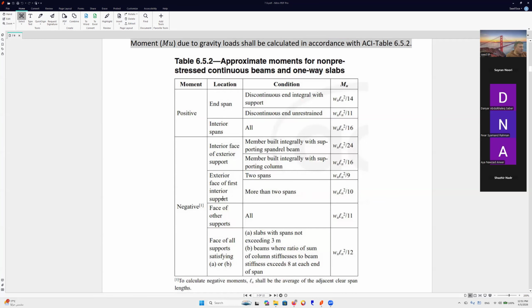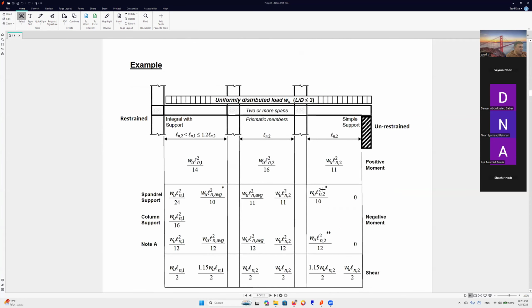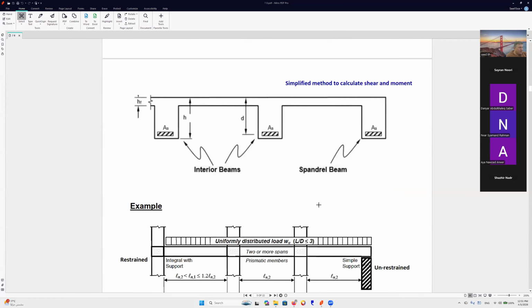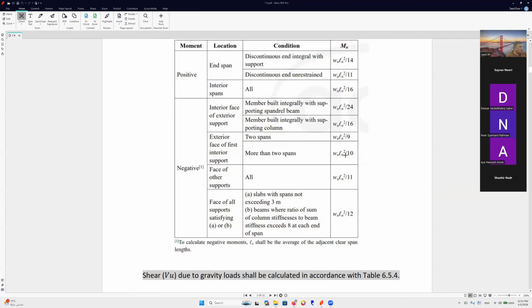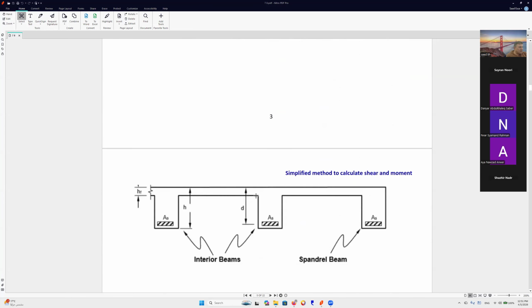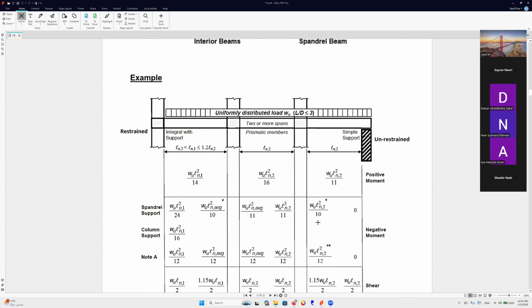This is the exterior face of the first. This one, it is more than two spans. Yes, this is the exterior, the first one, it will be WL squared over 10. More than two spans, exterior face of first interior support. Yes, this is the first interior support. So this is WL squared over 10.